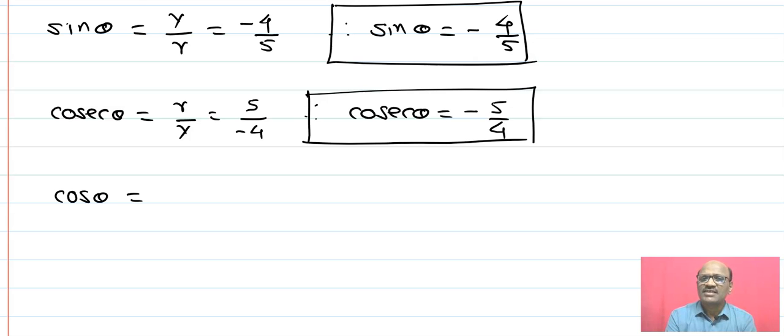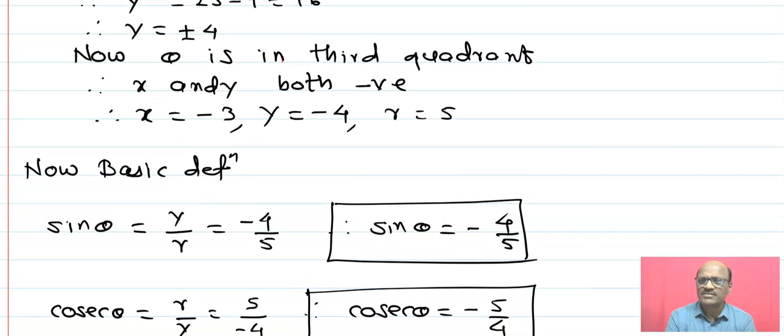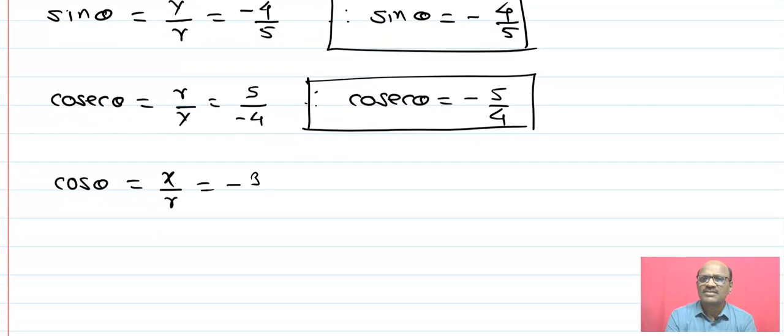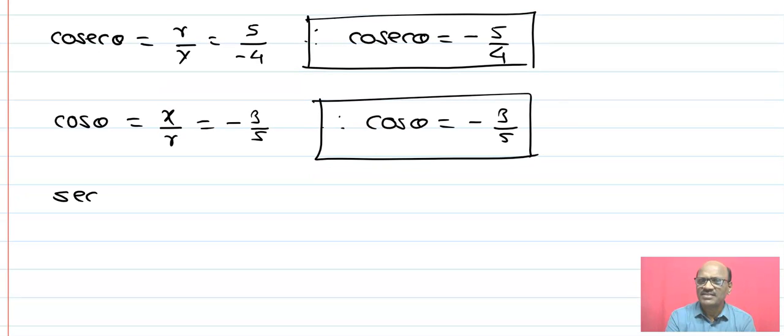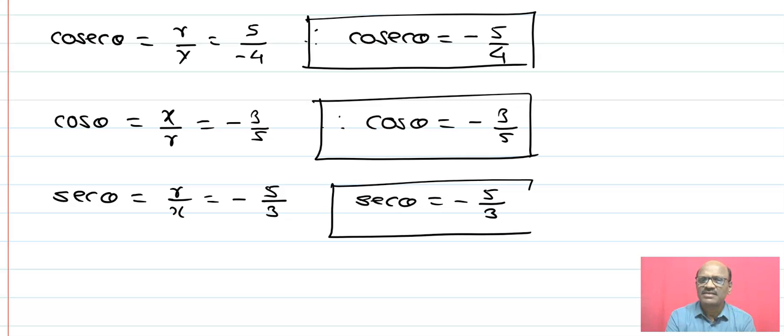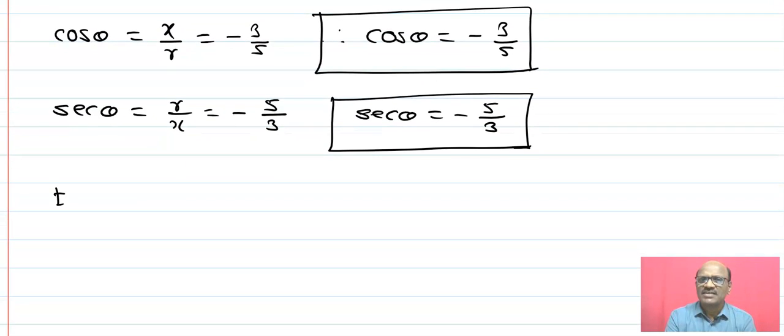Now, cosec theta is r upon y, that is 5 upon minus 4, so cosec theta is minus 5 by 4. What about cos theta? It is x upon r. Therefore, x is minus 3 upon 5, so cos theta is minus 3 by 5. Sec theta is r upon x, which is 5 by minus 3. Therefore, sec theta is minus 5 by 3.